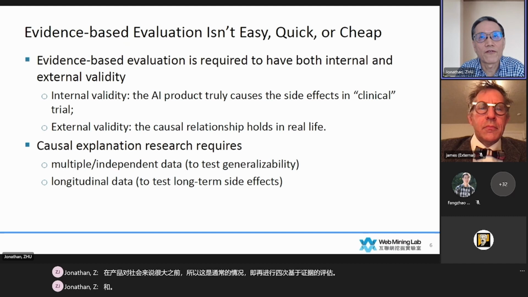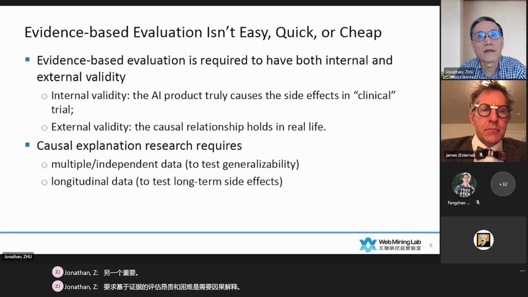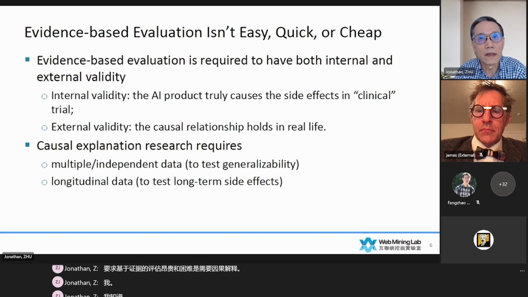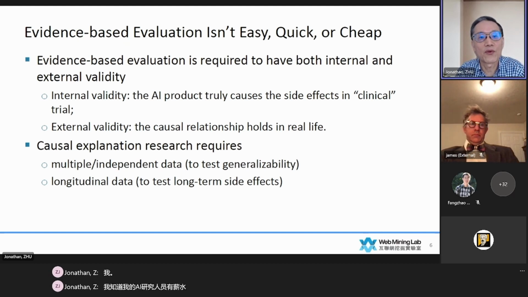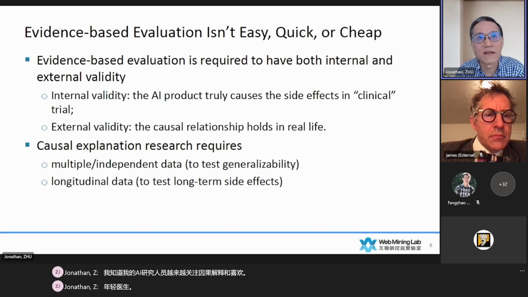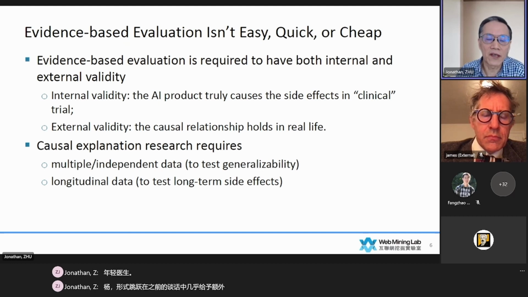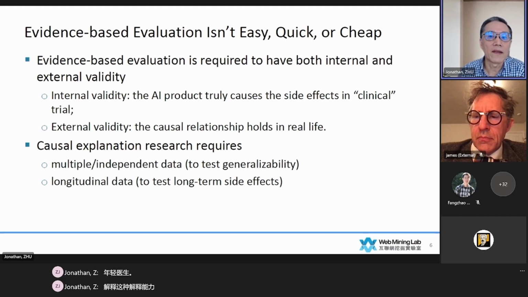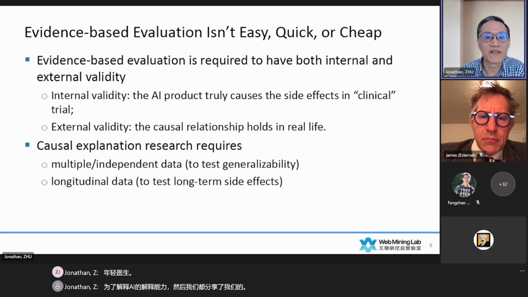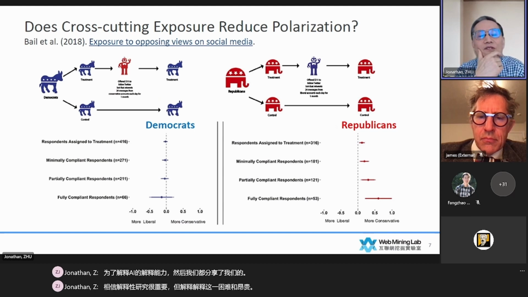And another important requirement that makes evidence-based evaluation expensive and difficult is that it requires causal explanation. I know that AI researchers have paid increasing attention to causal explanation, like Dr. Yongfeng Zhang, in the previous talk, gave almost extra attention to the explanatory aspect of AI. And then we all share our belief that explanatory research is important, but explanation is difficult and costly.